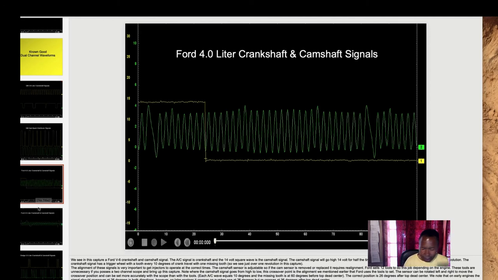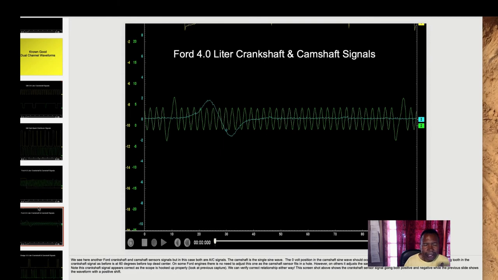Okay, let's go to the next one. Here is a Ford 4.0 liter crank and camshaft relationship. Just like the previous one, this is the AC signal with a missing tooth at 60. The green is the crank. The light aqua or blue is the cam, a sine wave. The single signal is the sine wave for the cam.